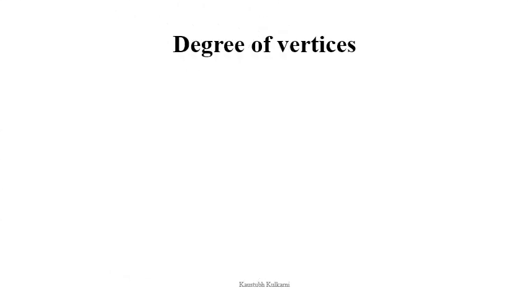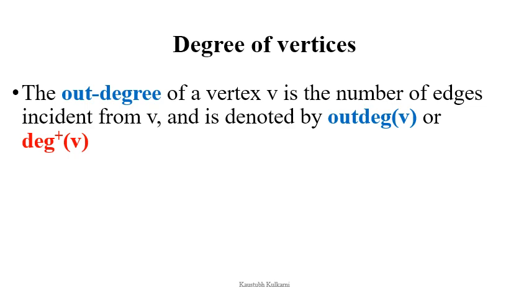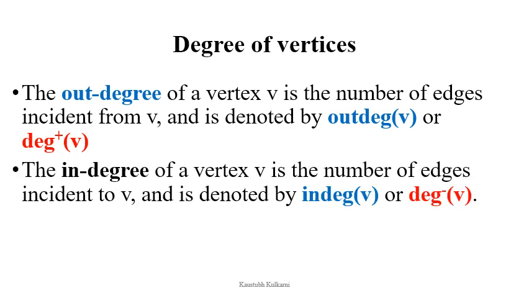Next concept is degree of vertices in a directed graph. Out degree of a vertex, outward pointing normal positive. So out degree of a vertex, that's why the convention is followed here again. Out degree is denoted by degree plus of V. That means all the edges which are outgoing from V, all the edges for which V is the starting point. That count is called the out degree.